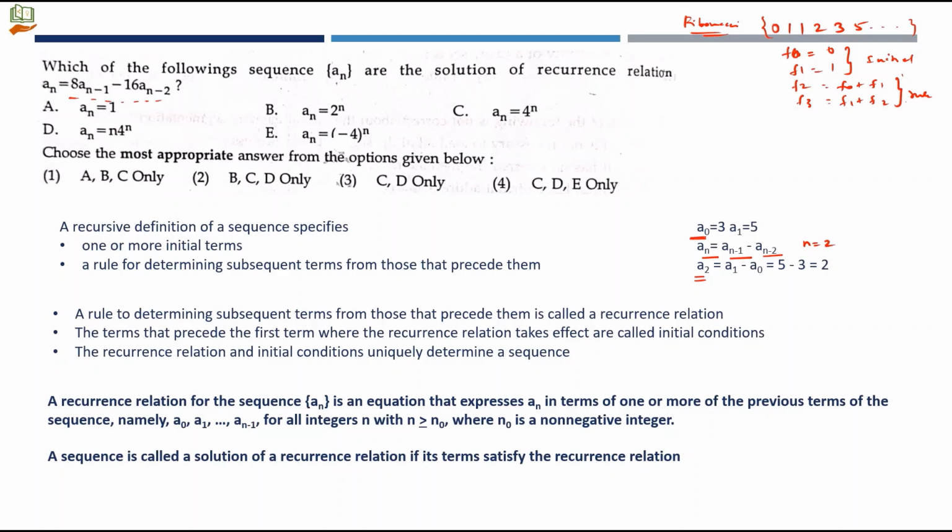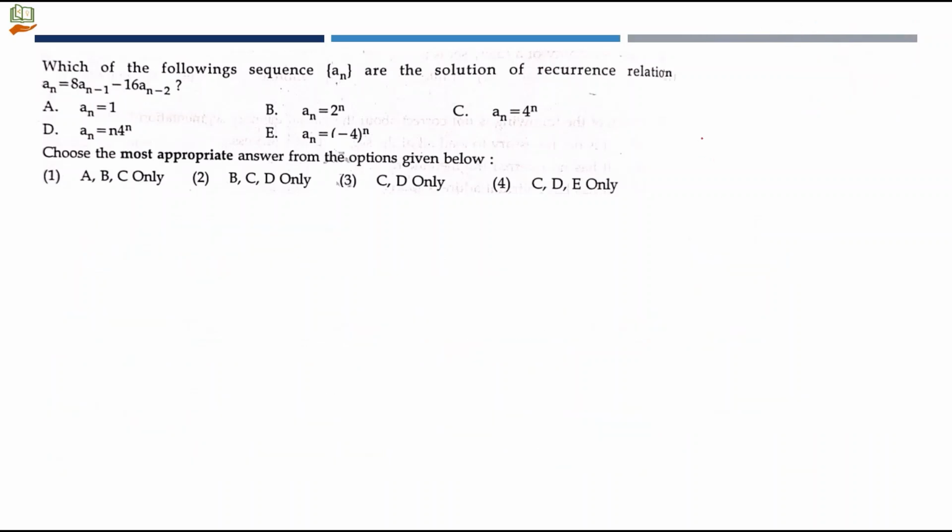What is a solution of a recurrence relation then? A sequence is called a solution of the recurrence relation if its terms satisfy the recurrence relation. So they have given the recurrence relation. They are asking which sequence will satisfy this recurrence relation. Here we have to compute the sequence for all the 5 options A, B, C, D, E and then find whichever matches the recurrence relation. We will do it now. Now let's take the recurrence relation. An is equal to 8 into An minus 1 minus 16 into An minus 2.